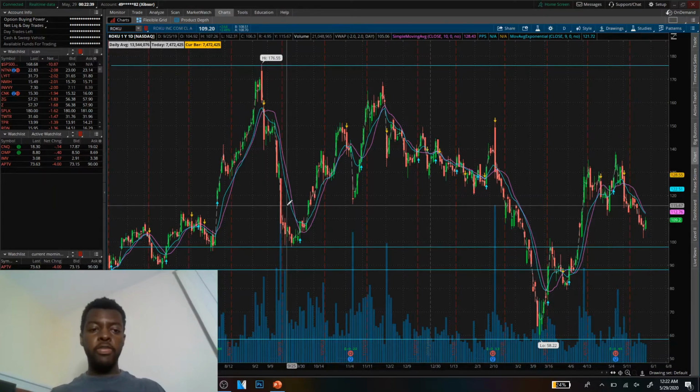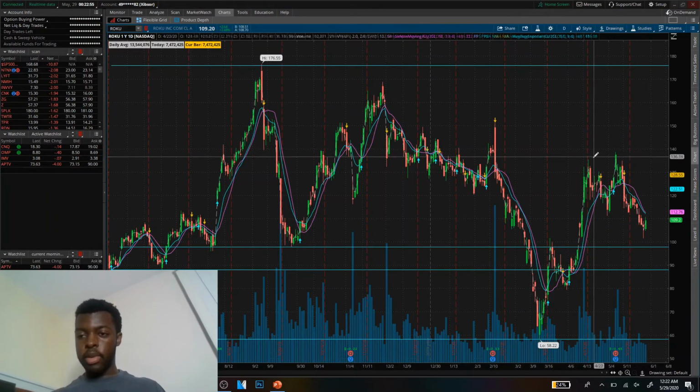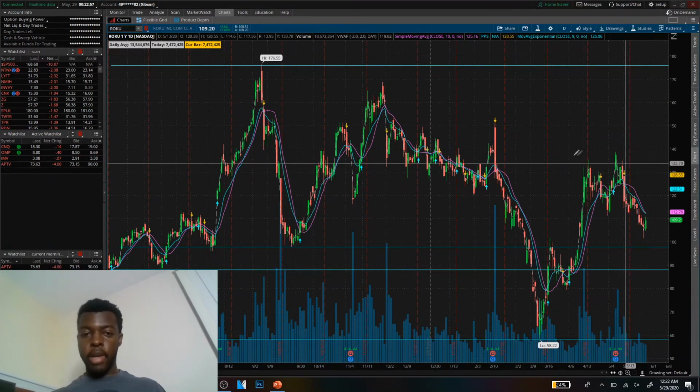Maybe you want to pause the video and see if you can find any others in this chart, any levels where the stock is bouncing or reversing, and see if you can identify that. Okay, so a couple other levels I see here is this level. So notice how it bounced here and bounced here. So this is another key level that we want to mark out.